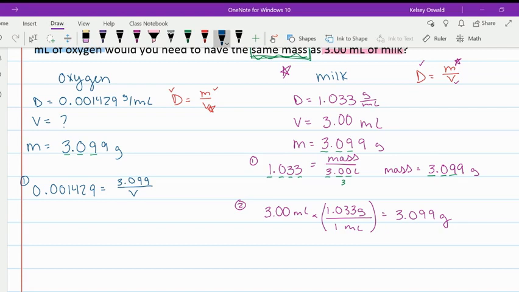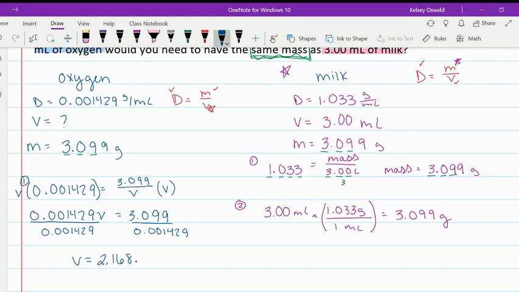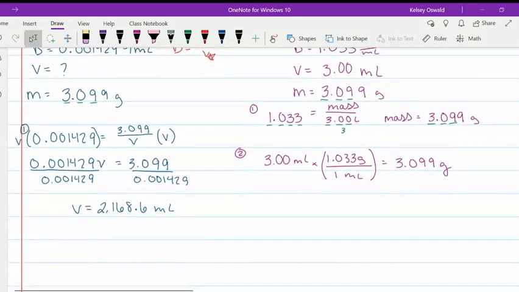If you do this, just be careful because that V, that volume, what we're trying to solve for, is in the denominator. So the first thing we're going to want to do is multiply each side by V to move that up top. So we'd have 0.001429 V is equal to 3.099. Now we can see to get V by itself, I would need to divide both sides by the density. And I would then find that my volume here is 2,168.6 milliliters. Again, when we're looking at density, our volume is always milliliters or centimeters cubed.